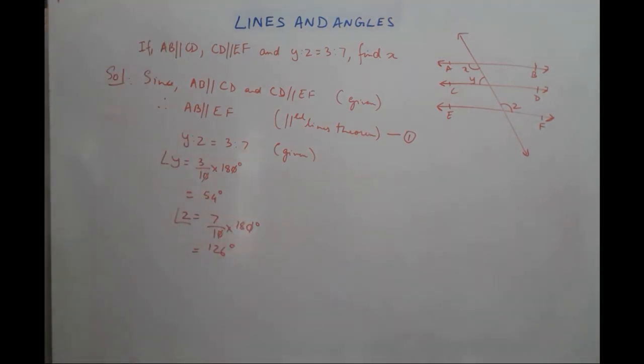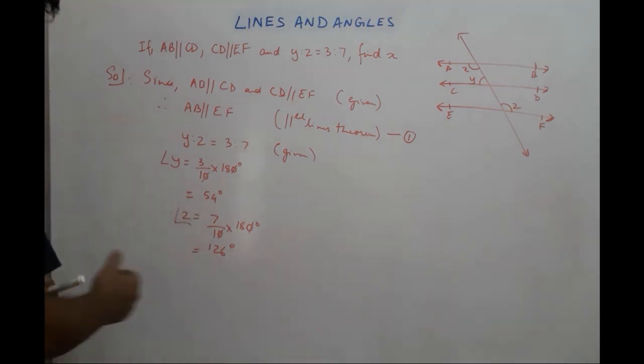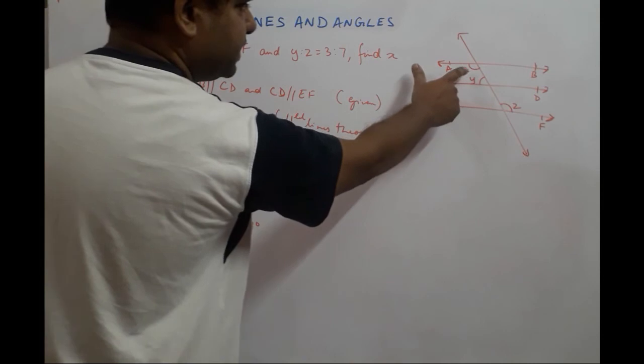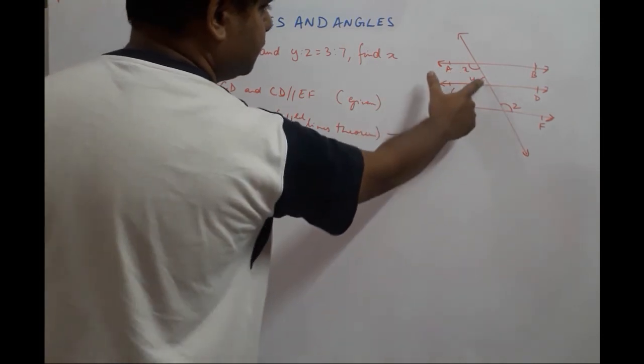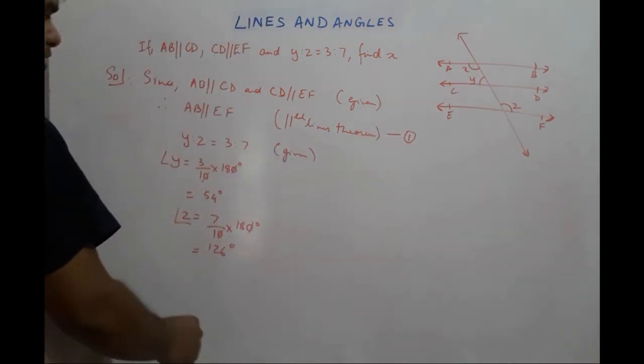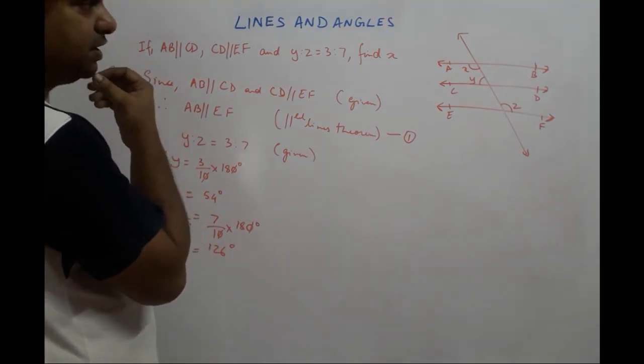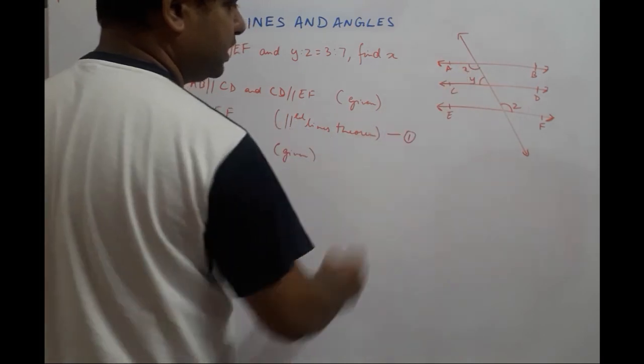180 degrees. Okay, now you have 54 degrees and 126 degrees. We have got angles y and z. Now we need to find out x. Where is x? Over here. We have found out y and z. Okay, so how do we get x? Now there are various ways of getting angle x.